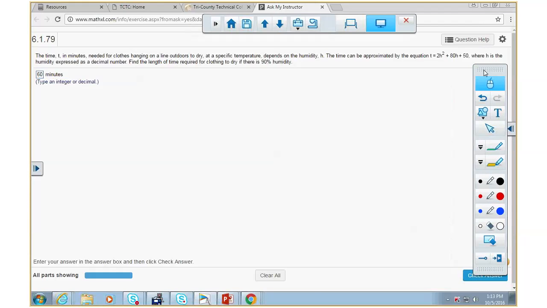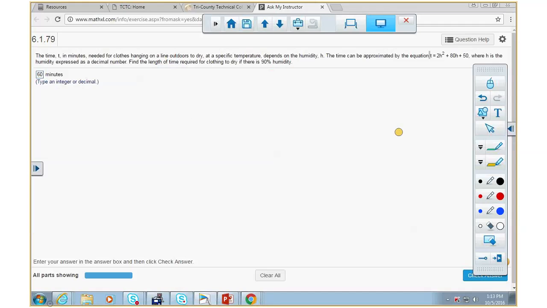All right, this says the time T in minutes needed for clothes hanging on a line outdoors to dry at a specific temperature depends on the humidity, which is true. When the humidity is high, it takes like forever for clothes to dry. The time can be explained by this equation. T is equal to blah, blah, blah, where H is the humidity expressed as a decimal number. Find the length of time required for clothing to dry if there is 90% humidity.